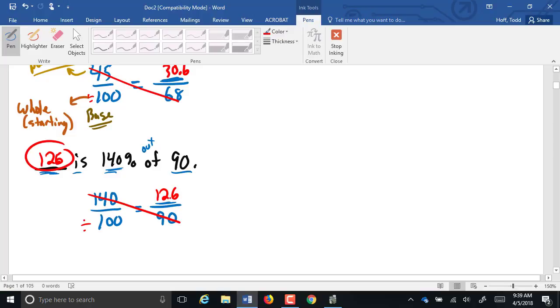Now here we got 126. We said that's a portion or a piece out of our whole amount. 90 is the whole amount. Why is the 126 bigger than that? Because our percent is bigger than 100. If we have more than 100%, we're going to have more than the whole amount.